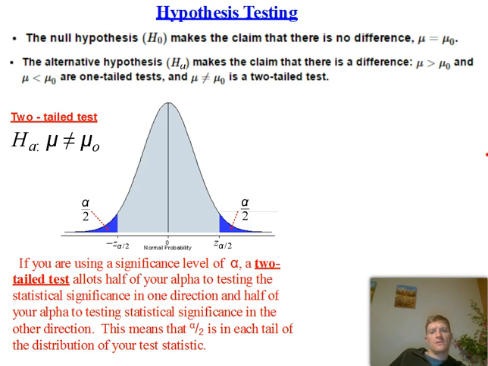So if you're using a significance level of alpha, a two-tailed test, that's going to allot half of your alpha area, half of your amount, to testing the statistical significance in one direction, and half of your alpha to testing the statistical significance in the other direction, over here. So that means alpha divided by 2 is in each of the tails of the distribution for your test statistic. In both.